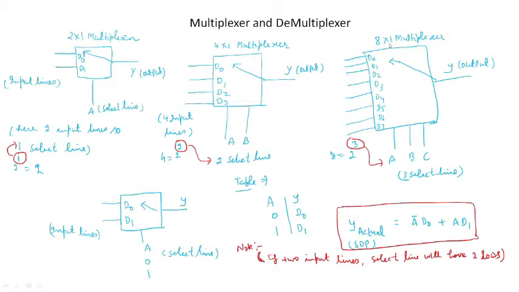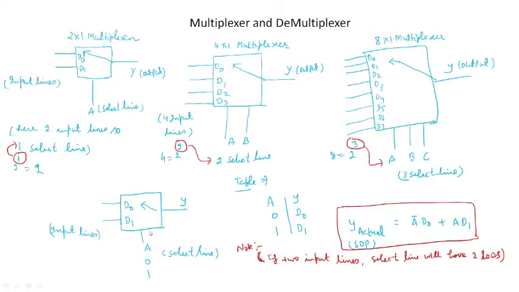Similarly, you can see for the 8 by 1 multiplexer, there are 8 input lines and 8 can be written as 2 to the power 3. So there will be 3 select lines. You can see here that A, B, C are the select lines. So there will be 8 rows for these 3 select lines. And you can see here one output.